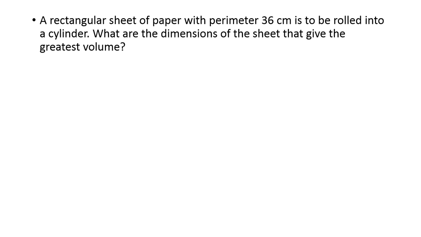So now the next one. We've got a rectangular sheet of paper which has a perimeter of 36 and is rolled into a cylinder. What are the dimensions of the sheet that gives the largest volume? So the volume of a cylinder is pi r squared h. The perimeter of the paper is 36, and to find the perimeter, it would be 2x plus 2y.